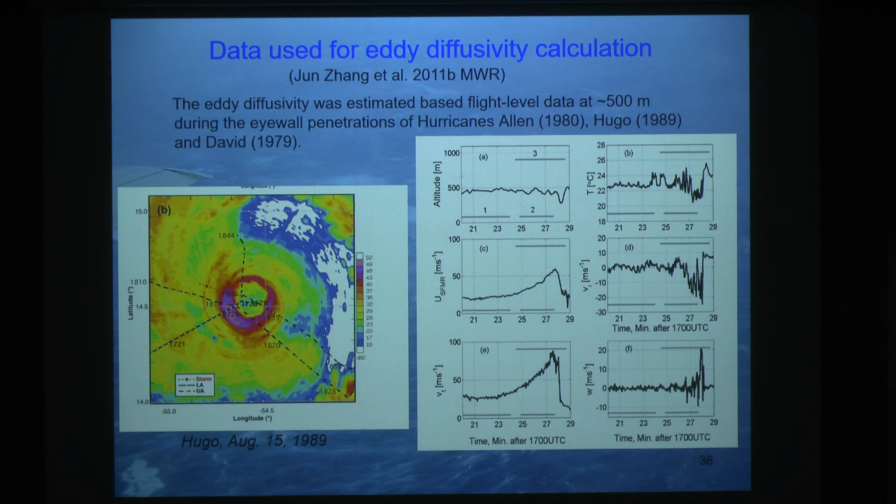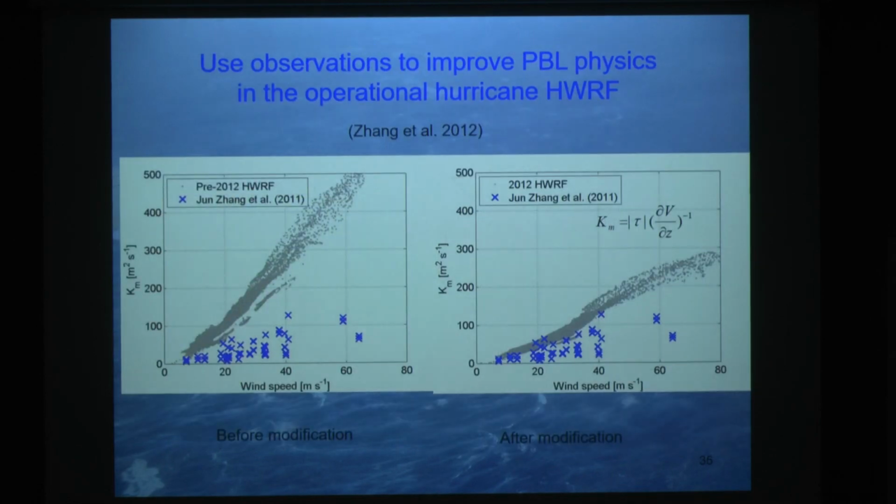So I went back to those old data, which were actually stored in the storage room. I found the old tapes and processed the data. I think this data is pretty useful. It's the only data of this kind for boundary layer research, because it is at 500 meters. So I was able to calculate the fluxes using this data, and also derive the vertical eddy diffusivity.